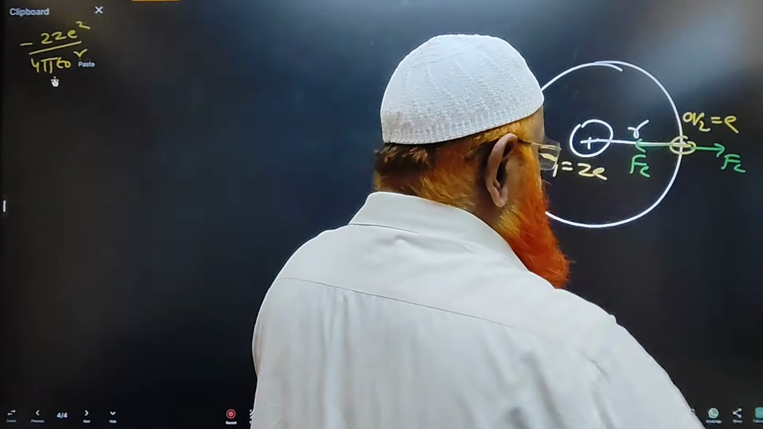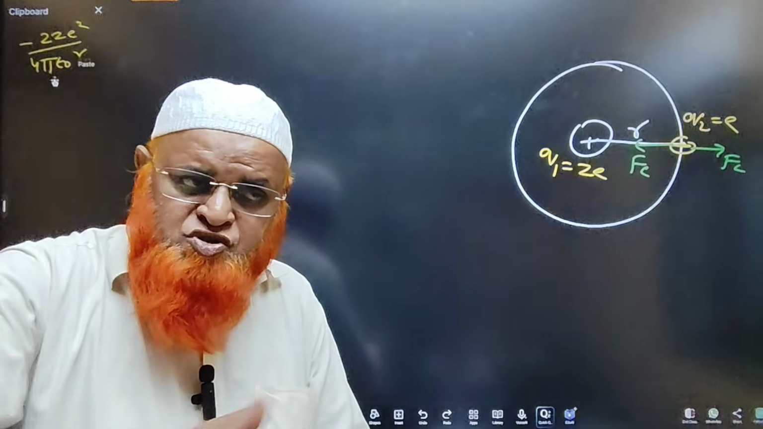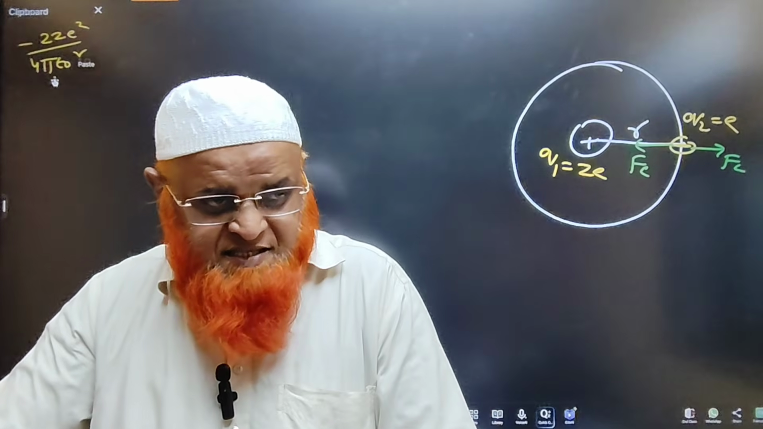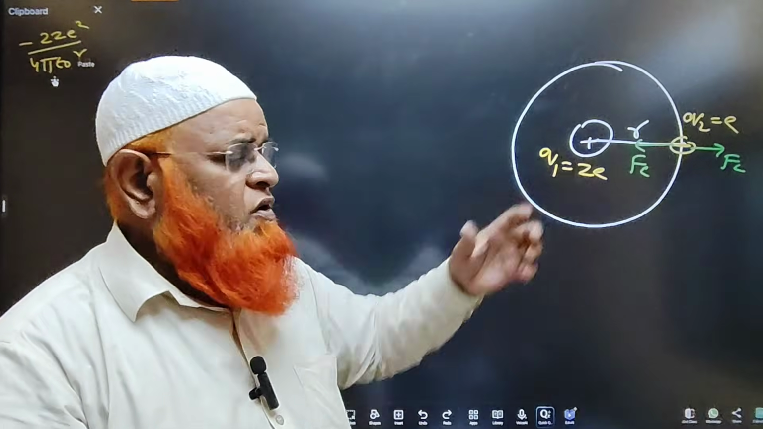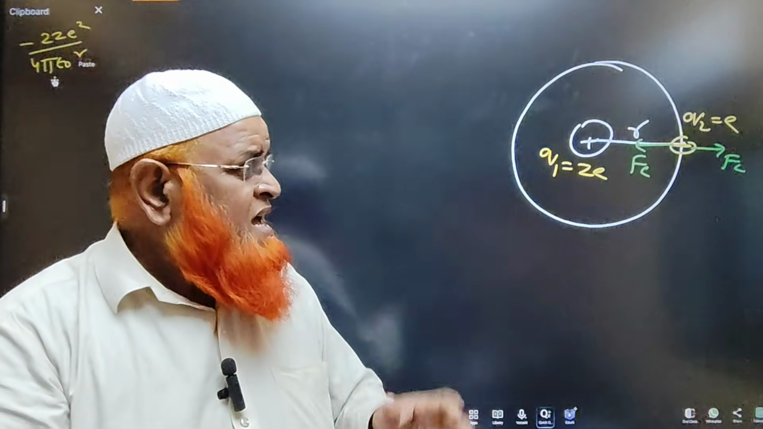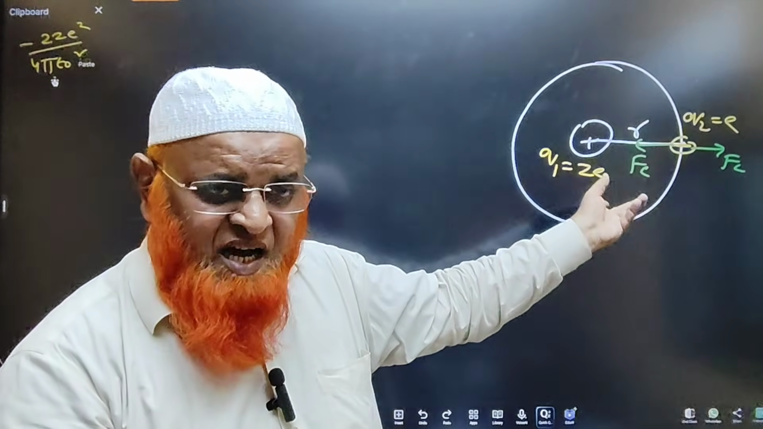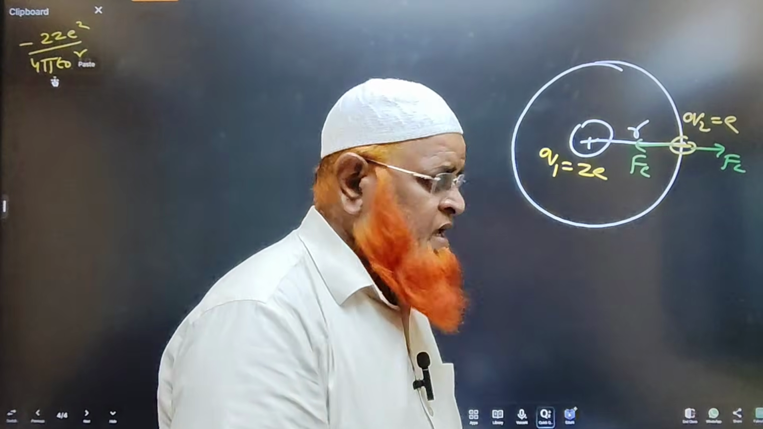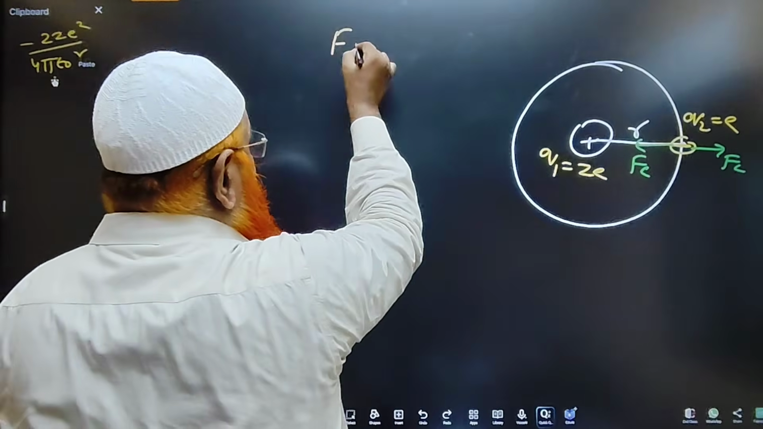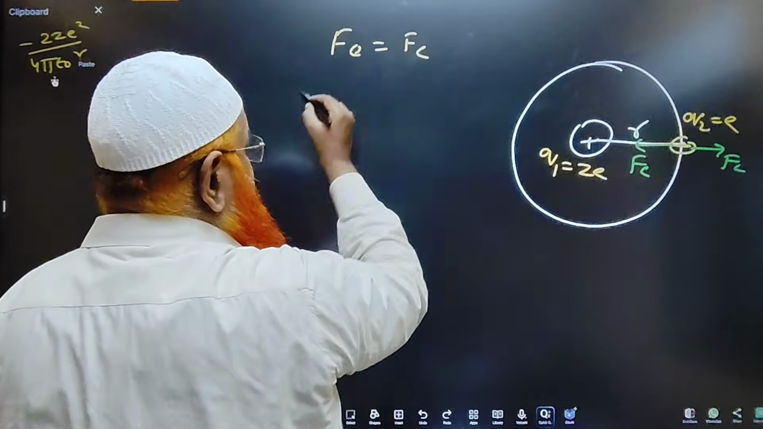Centrifugal force means that for any body going in a circular motion, a centrifugal force acts, which pulls the body away from the center. And there is one more force, which is called electrostatic force. The force of attraction between two opposite charges is called electrostatic force. You know about that, isn't it? So I have written now, electrostatic force is going to be equal to centrifugal force.